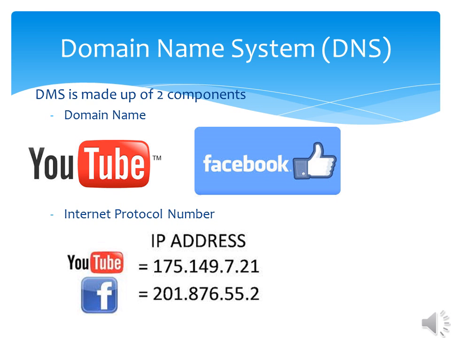DNS is made up of two components: the domain name that is usually known by the general public, and the unique string of numbers we refer to as the Internet Protocol number.